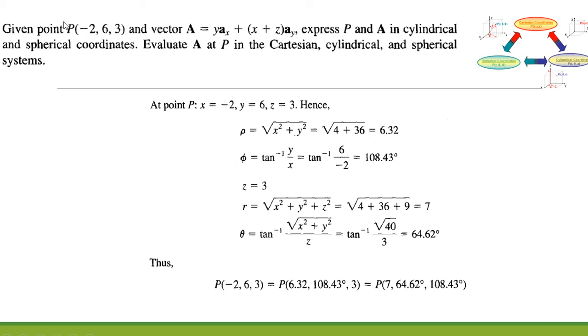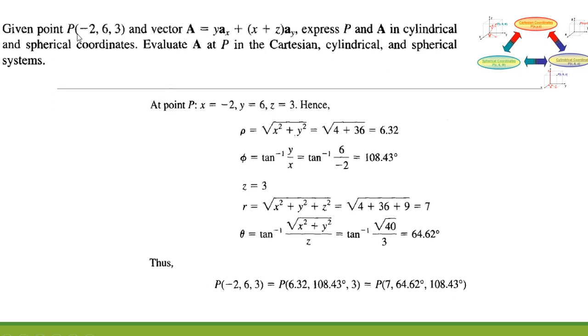So in the problem they have given a point as well as a vector, and both are in the Cartesian coordinate system. We have to convert this Cartesian point to a cylindrical coordinate point as well as a spherical coordinate point. Likewise, we have to transform the Cartesian vector to a cylindrical vector as well as a spherical vector. After converting the vectors, we have to find the corresponding numerical value for this point. We have to evaluate vector A at this point P. So let us solve the problem.